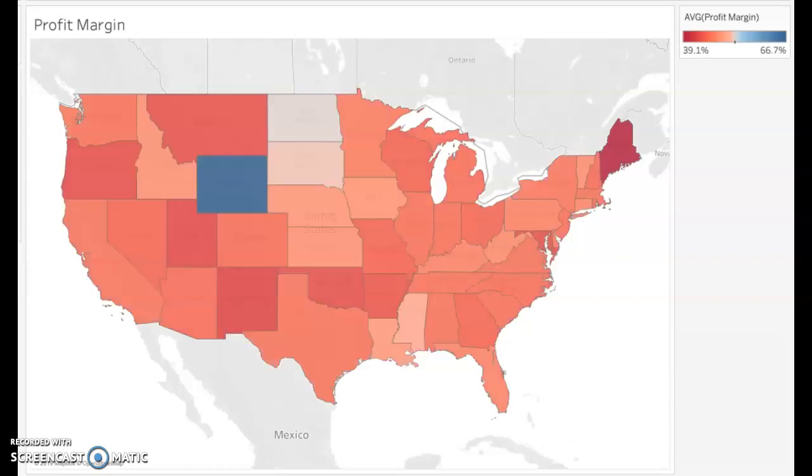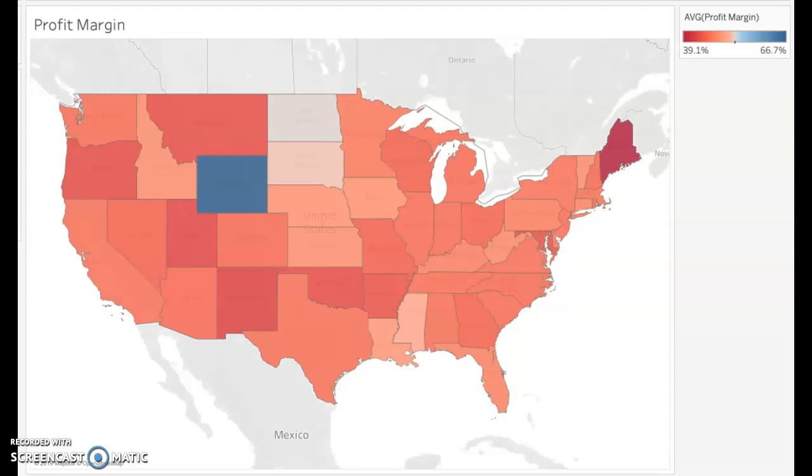This map showcases the profit margin. Since on the last map, California and New York made a significant amount in sales, I wanted to see if they had a high profit margin as well. Surprisingly, they did not. Wyoming had the highest profit margin, whereas California and New York were average. This map could be used in comparison to the total sales map, because although some states had low sales, they still had an average profit margin.